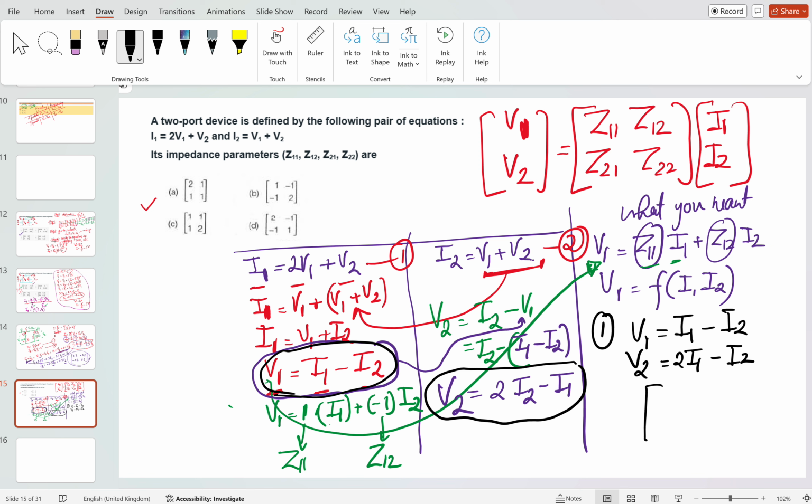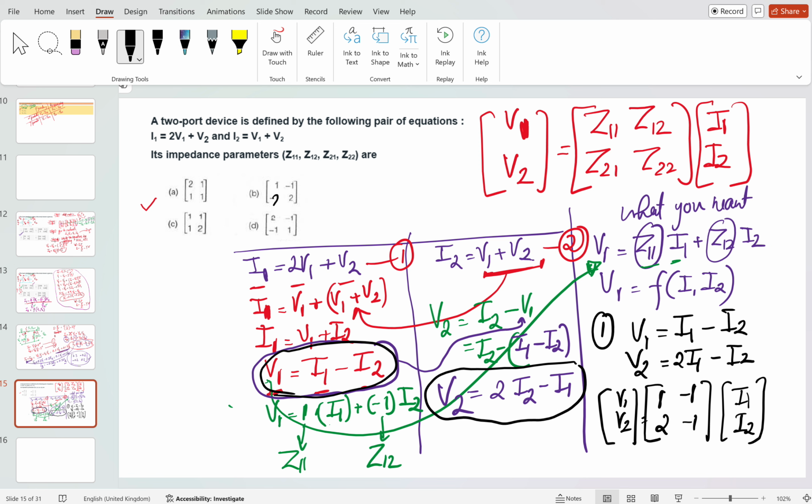What matrix have you got? You have got V1 V2 equal to [1 minus 1; 2 minus 1] times I1 and I2. What is the correct answer here? 1 minus 1, 2 minus 1. 1 minus 1, 2 minus 2, minus 1. I think none of the answers is actually correct.